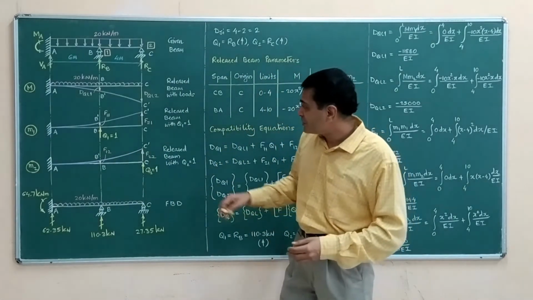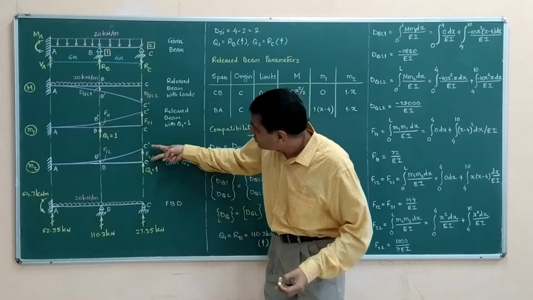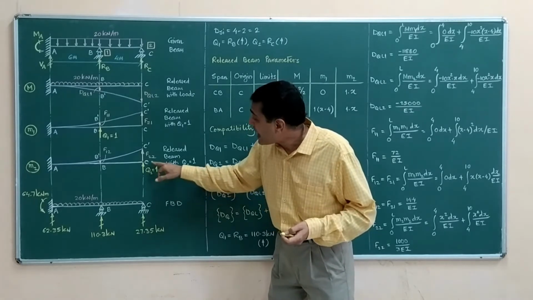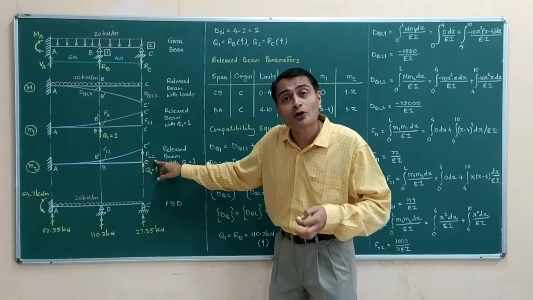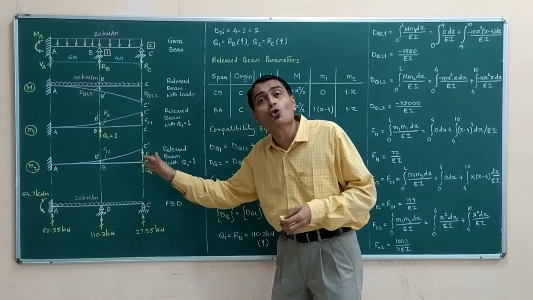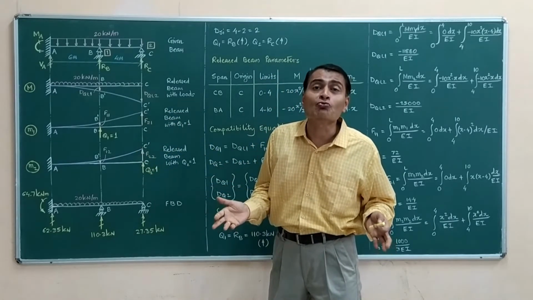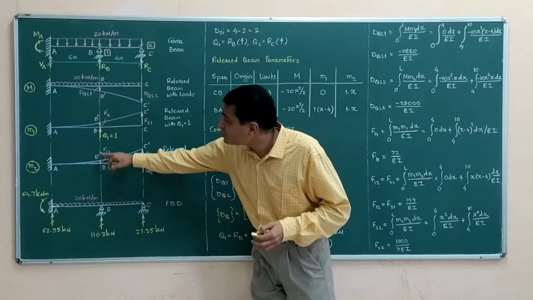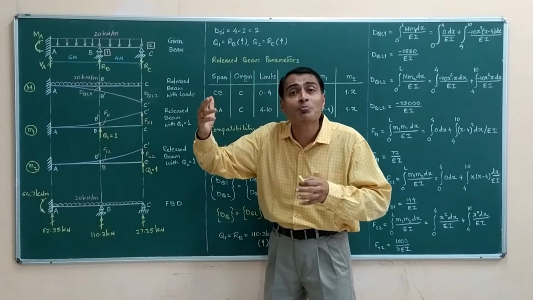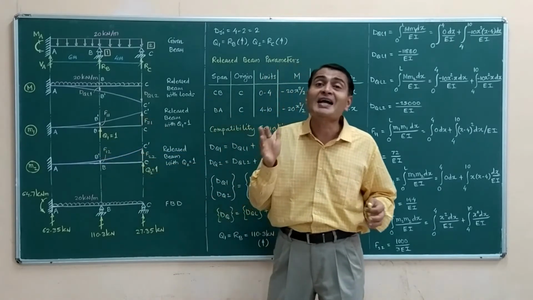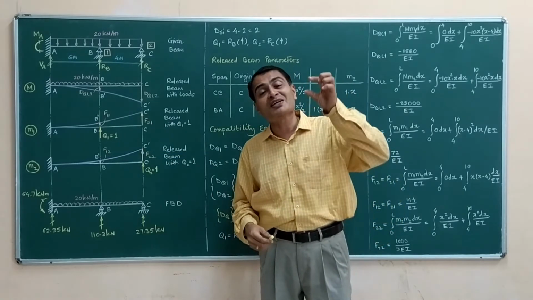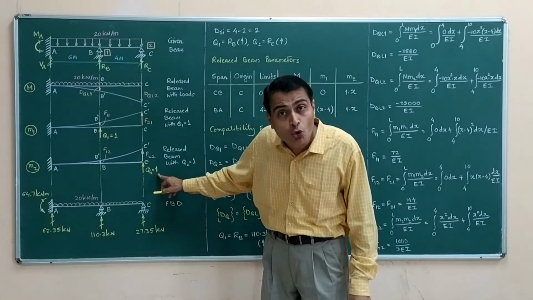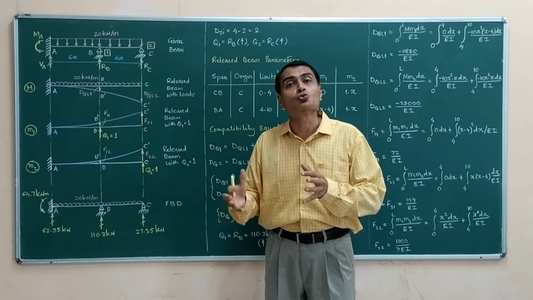Observe the flexibilities. This displacement, which is due to Q2 equal to 1, at 2 due to load at 2, displacement at 2 due to load at 2, I am calling F22, flexibility 22. And when I apply this force, of course B is also simultaneously going up to B prime. That displacement, that deflection, I will call flexibility at node 1 due to unit load at node 2. So it has to be F12.